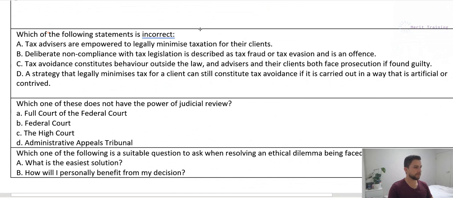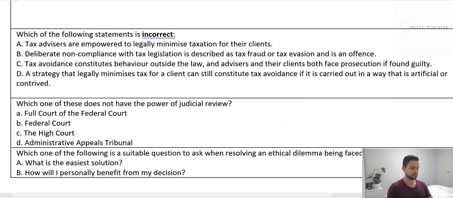So next question is, which of the following statements is incorrect? A, tax advisors are empowered to legally minimize taxation for their clients. B, deliberate non-compliance within the tax legislation is described as tax fraud or tax evasion and is an offence. C, tax avoidance constitutes behaviour outside the law and advisors and their clients both face prosecution if found guilty. Or D, a strategy that legally minimises tax for a client can still constitute tax avoidance if it's carried out in a way that's artificial or contrived.